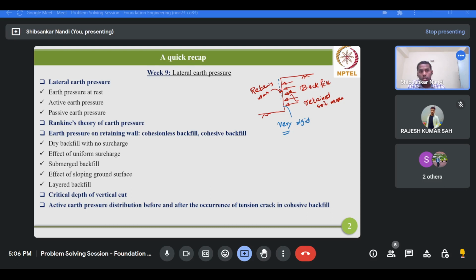Movement can be in the form of sliding or rotation. Suppose this is sliding movement, as if the wall is basically sliding in the outward direction, away from the backfill. There is no such sliding due to the rigidity of the structure. In that condition, whatever pressure will be generated on the backside of this wall is called earth pressure at rest.